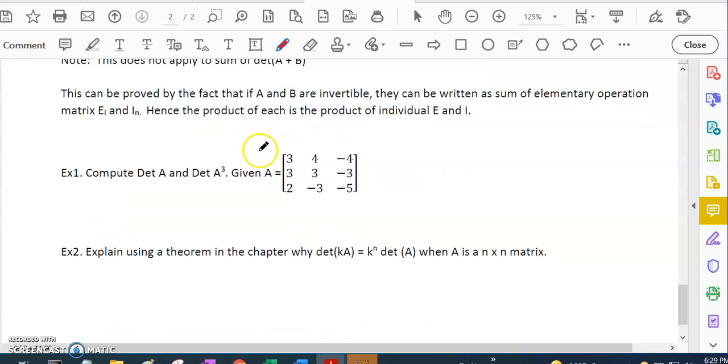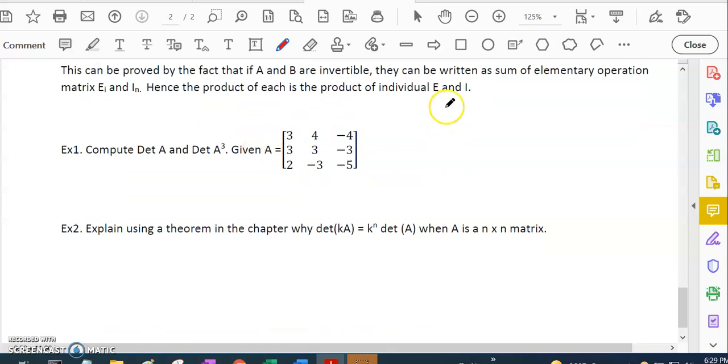So just remember that. Because of that, we can also use it to find the determinant of a power of A. If I have A equal to this, what is the determinant of A cubed? We say the determinant of A times A times A, so basically it would just be the determinant of A three times, right? Because according to the determinant of A times B, it's just the determinants multiplied together.